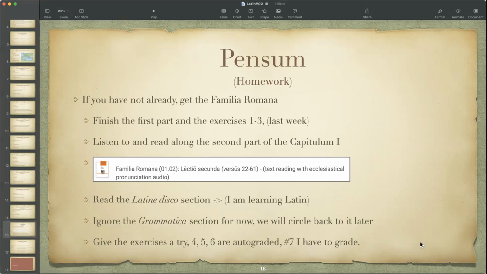It's only when you send it to me, number 7. Try and use the macrons. We'll see if we can figure out what's going on.